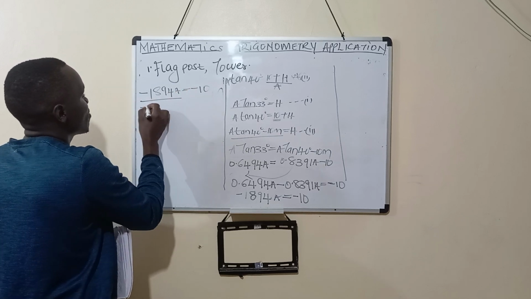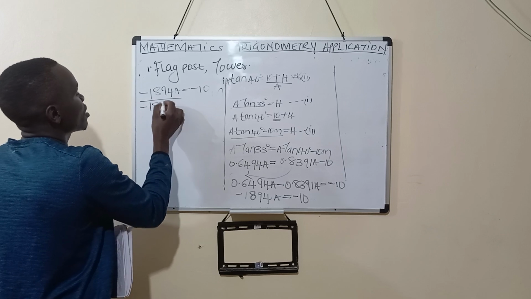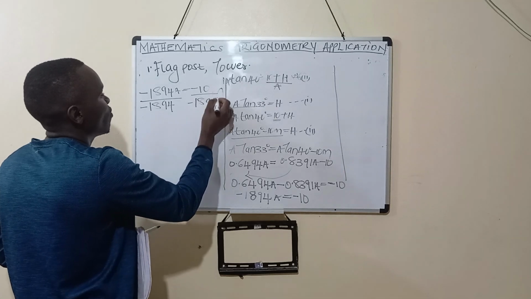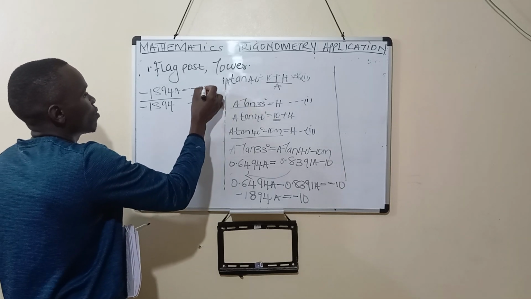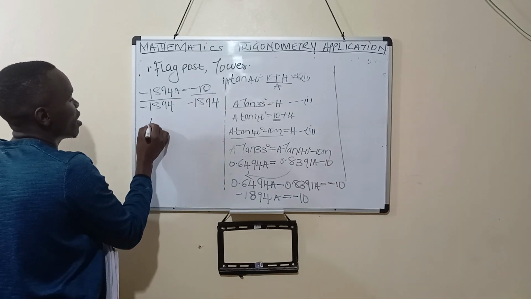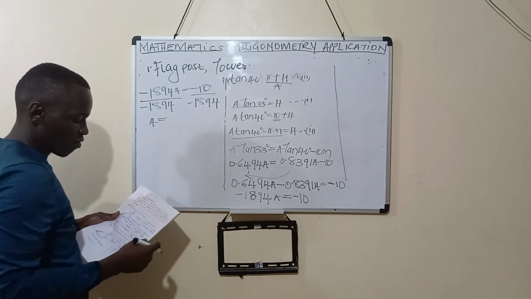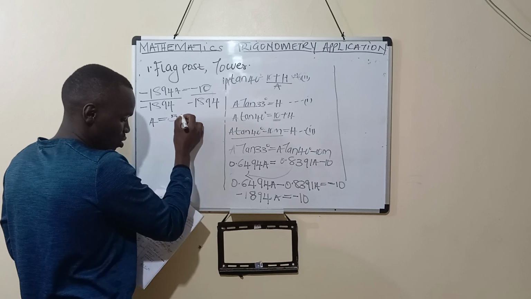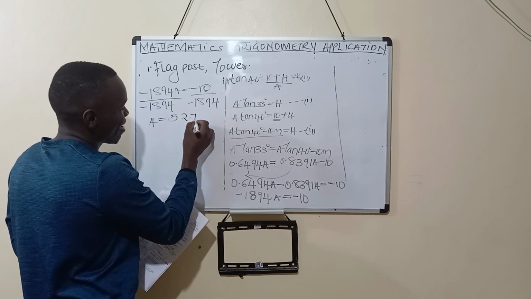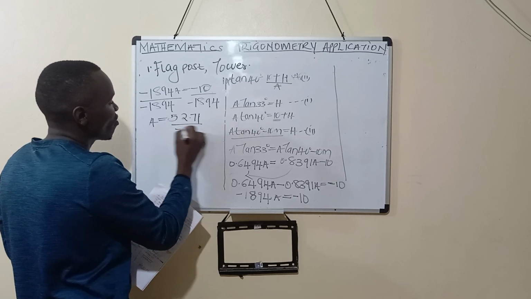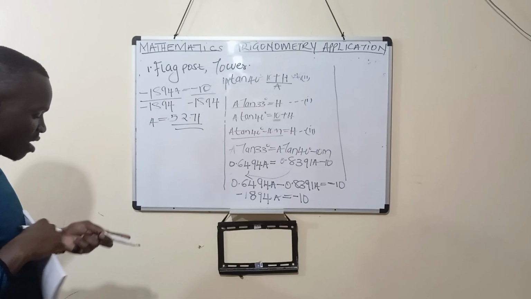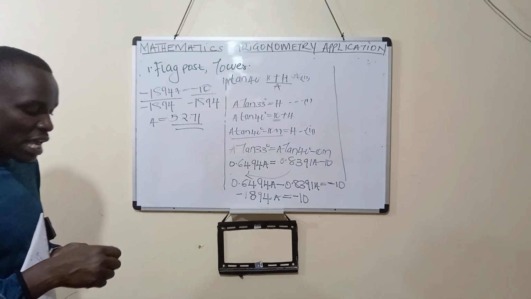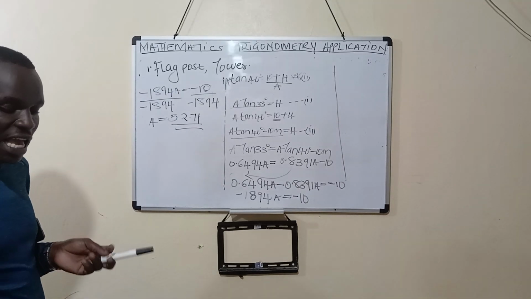You divide by negative 0.1897, divided by negative 0.1897. Remember, this one was 10. So in this case, the value of A is going to be 52.71. Now, 52.71 is the value of A, and A was standing for the adjacent.